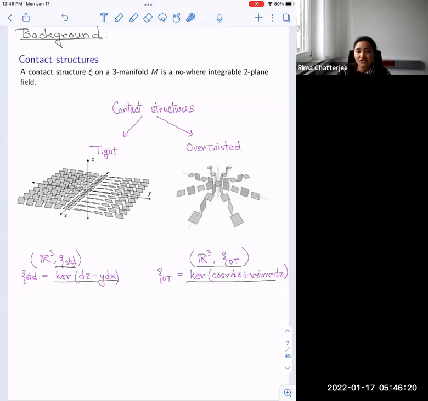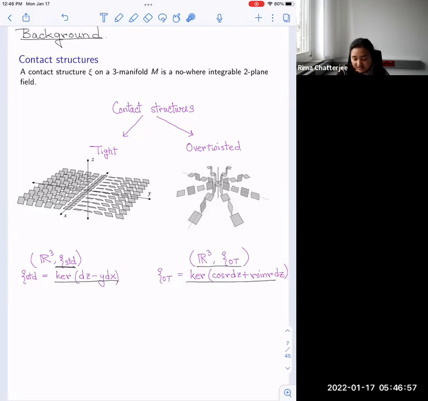So we have these two types of contact structures, tight and overtwisted. On the left-hand side, we see the picture. This is the most common picture of a contact structure. This is R^3 with ξ standard. This is the standard tight contact structure on R^3. And as you can see, along the y-axis, the contact planes twist in a left-handed fashion. Contact structures are defined as the kernel of a one-form. So this particular contact structure is defined as the kernel of dz minus y dx.